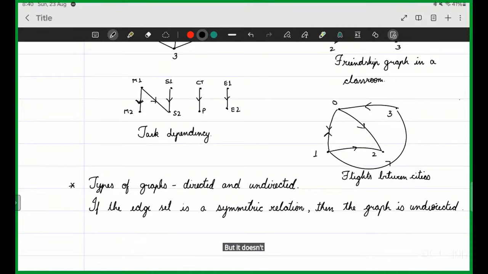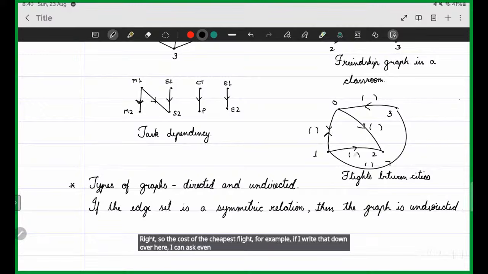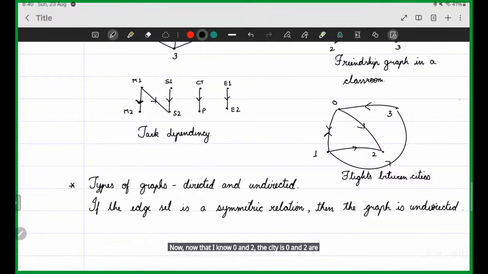But it doesn't talk about the cost, right? So if I assign a cost to each edge, for example the cost of the cheapest flight, I can ask even better questions. Now that I know the cities 0 and 2 are connected, how should I go from 0 to 2? Will it be direct, from 0 to 2, or via 1? It is direct, or via 1.